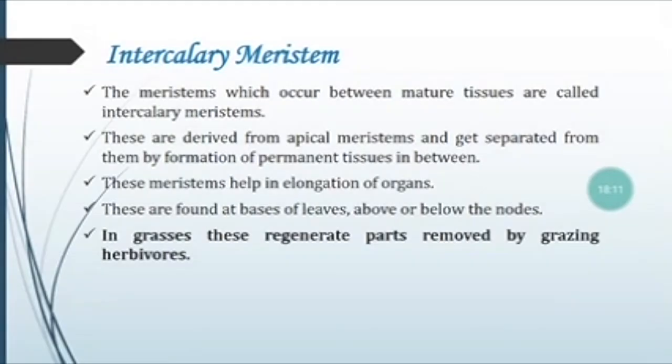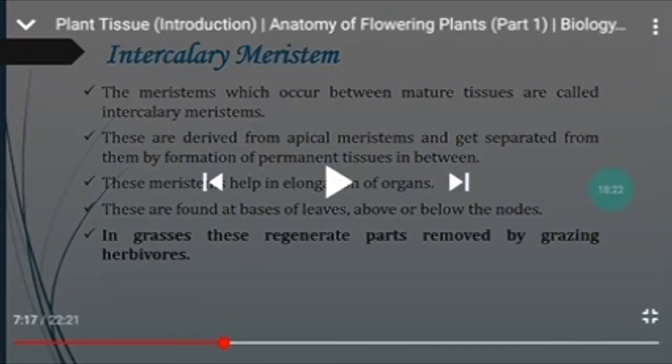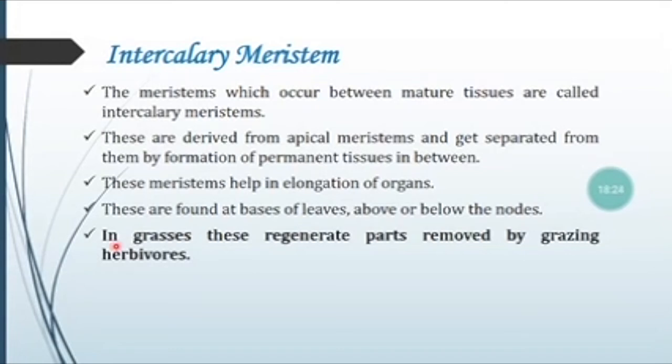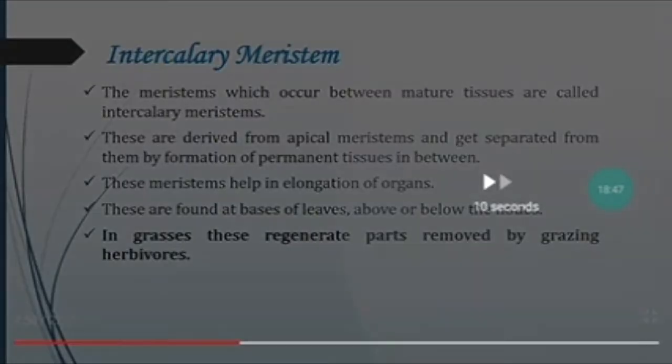You know that herbivores eat grasses. Within four or five days, or one week, the grazed part grows continuously again. Why? Because of the working of intercalary meristematic tissue, which regenerates the parts. Like mint leaves that we cut at home, they grow continuously. That growth is due to the intercalary meristematic tissue. In any plant, such as a rose cutting, when we cut it, it continues to grow. Why? Because of the involvement of intercalary meristem.